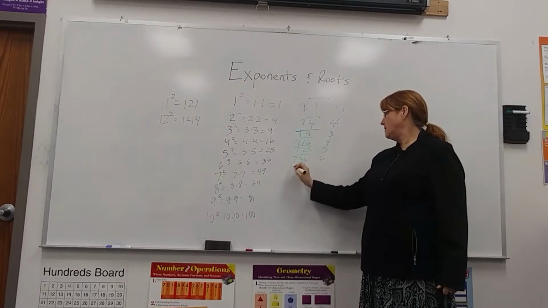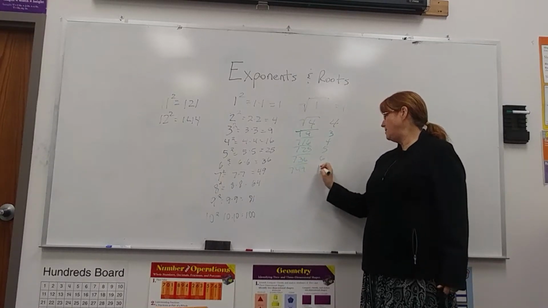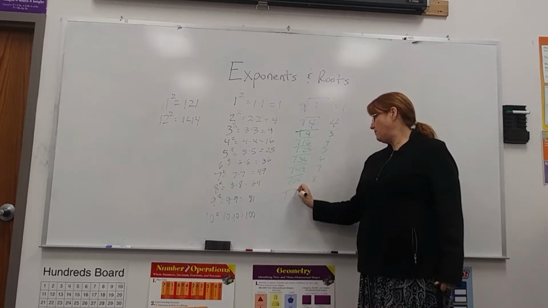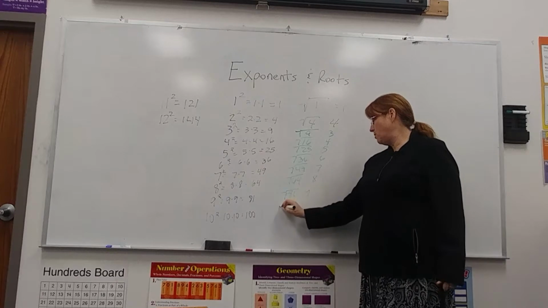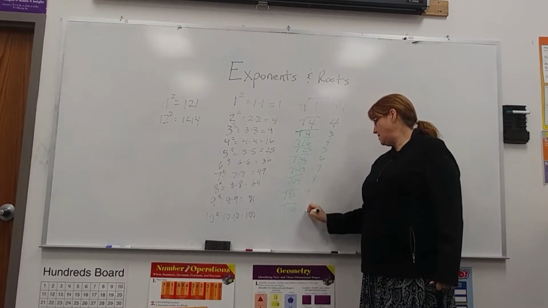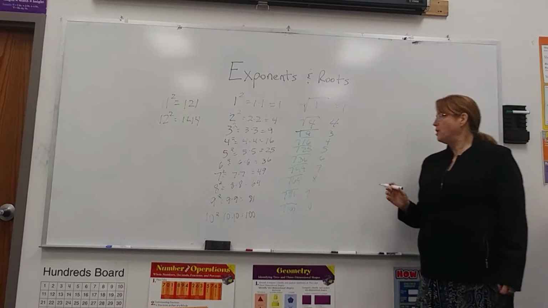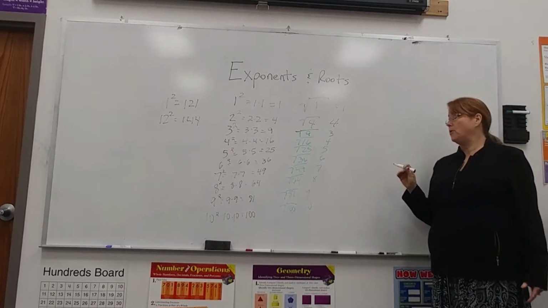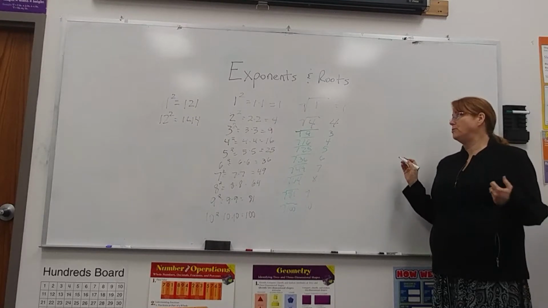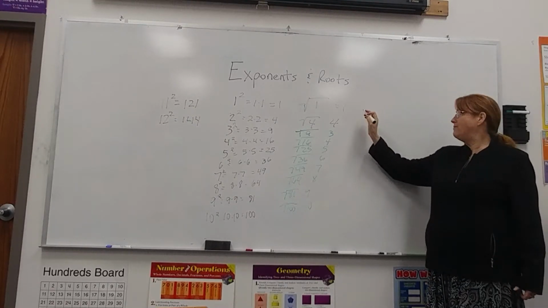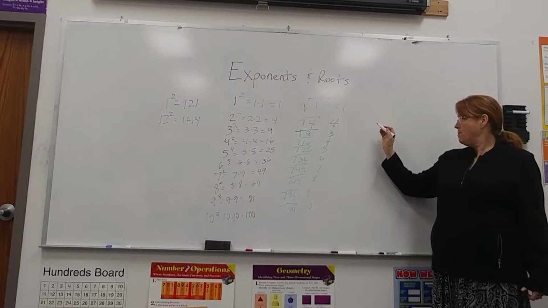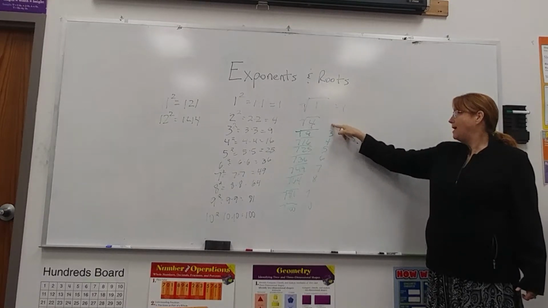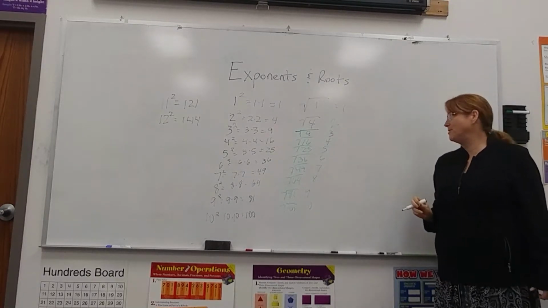The square root of 36 is 6. Square root of 49 is 7. The square root of 64 is 8. The square root of 81 is 9. And the square root of 100 is 10. So these are reversals, and they work that way for the other roots also, for cube root, quad root, and so forth. Square root of 4 is 2.